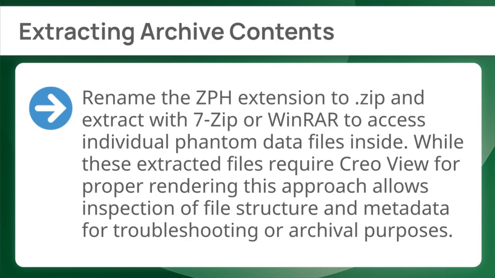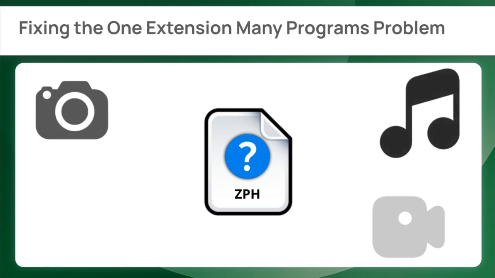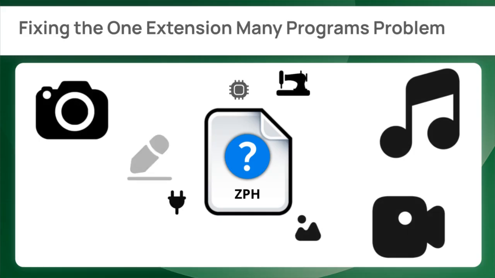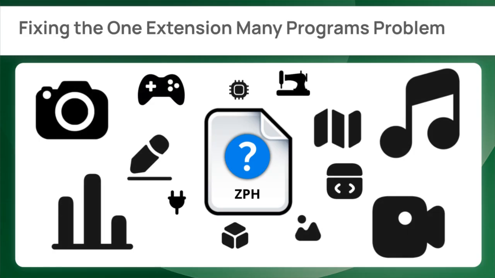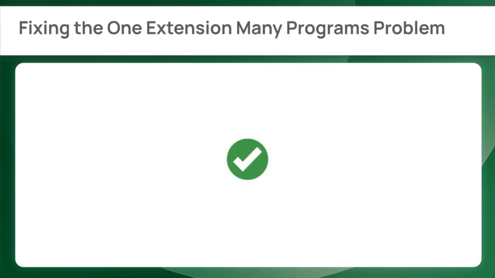While these extracted files require Creo View for proper rendering, this approach allows inspection of file structure and metadata for troubleshooting or archival purposes. If compatibility checks failed, it is likely because the file extension name is shared by different developers for unrelated formats, causing your PC to use the wrong reading language. You might consider a solution that focuses on the internal data structure rather than the extension name, which is often a practical way to attempt opening ambiguous file types.